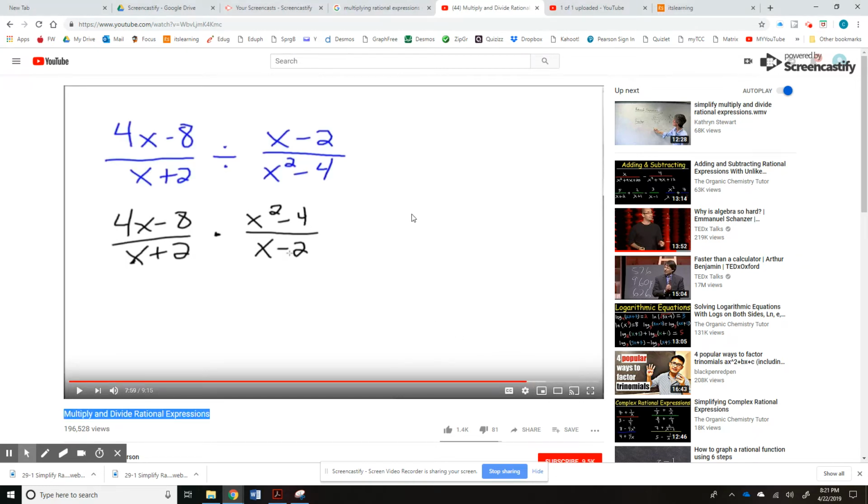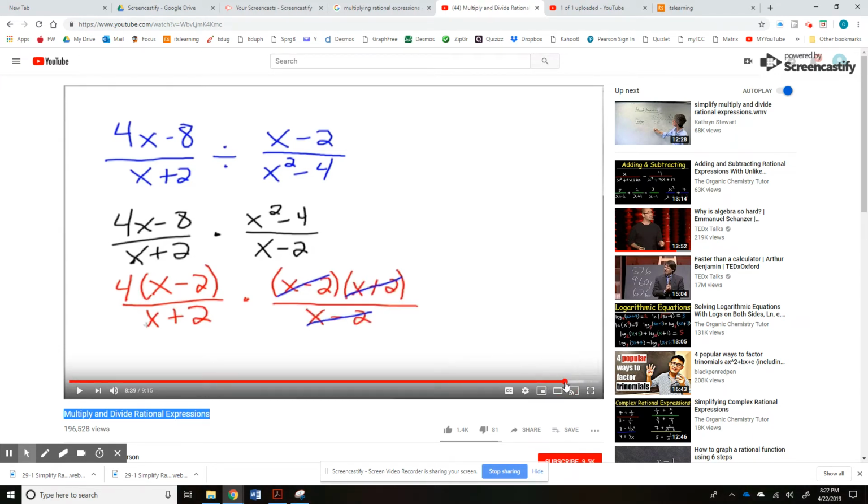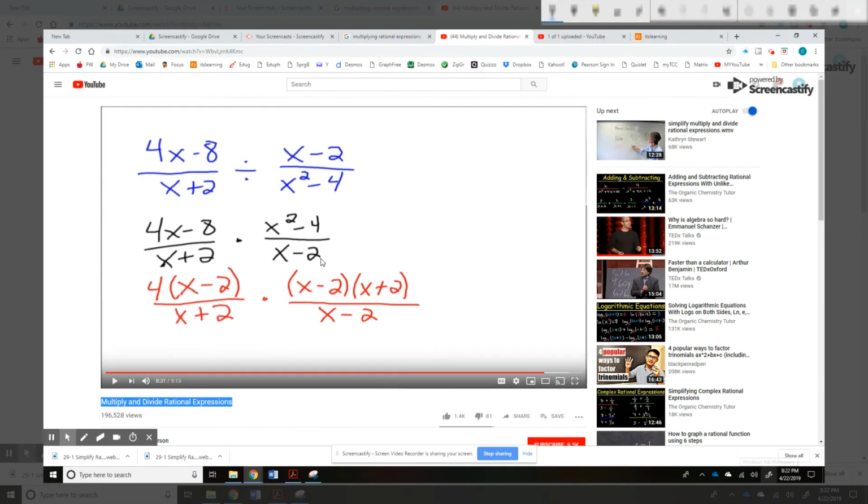Okay, so here's the problem where he's doing the division. He actually flips it first, but what you want to do is be sure you factor it first. So he flips it, which is what you're supposed to do when you divide. So on this part right here, remember, let me get this where I can write on it. So when you watch this video, remember this part right here.